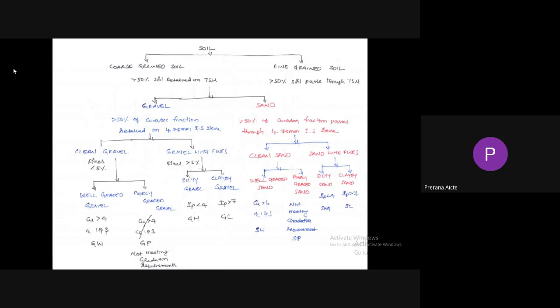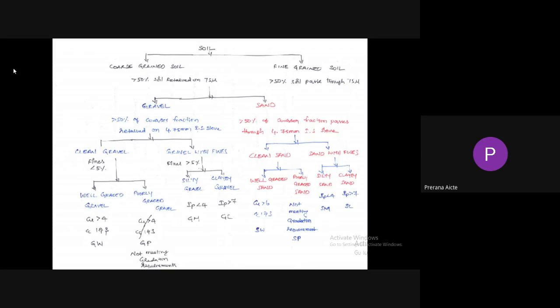If more than 50% of the coarser fraction is retained on the 4.75 mm IS sieve, it is called gravel. If more than 50% of the coarser fraction passes through the 4.75 mm IS sieve, then it is called sand. So to differentiate whether it is gravel or sand, we need to take the 4.75 mm IS sieve. Imagine more than 50% of the coarser fraction is retained on the 4.75 mm IS sieve. Now the soil is treated as gravel, according to our classification.